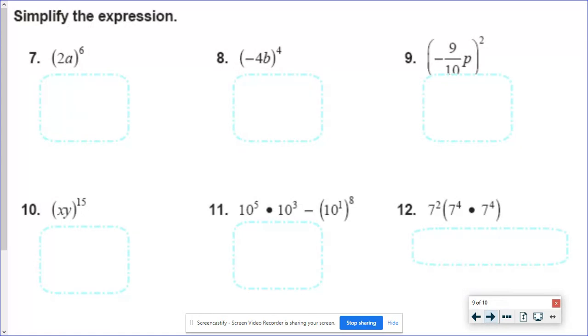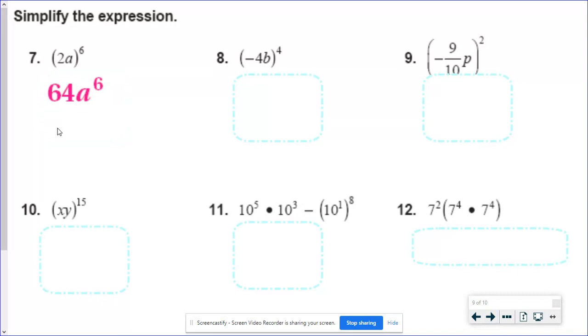Now this slide does not say leave it as powers. Now we're going to be evaluating this, right? So in the first one, I would have 2 to the 6th and a to the 6th, but 2 to the 6th power is going to be 64, a to the 6th.